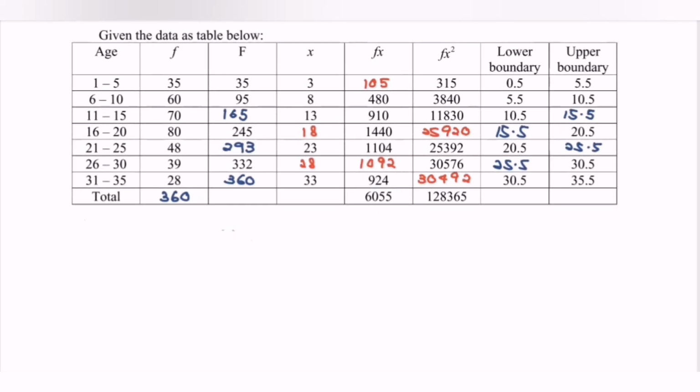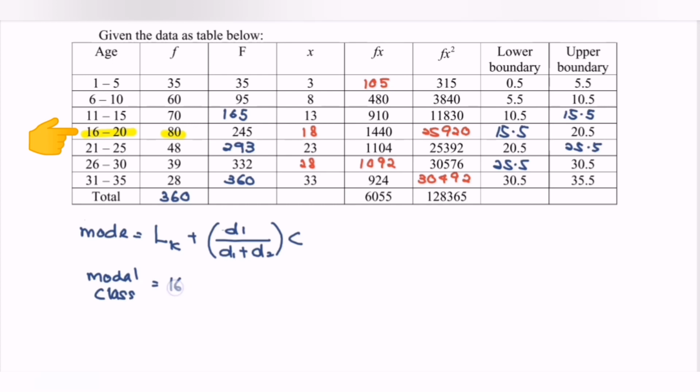Next, what we have to do is to find the mode. Given the formula, the mode is equal to the lower boundary of the class plus the bracket D1 over D1 plus D2, multiplied by the class size. So kindly go through the steps. How to find the mode? Number one, identify the modal class by referring to the frequency. Observe the frequency column, and we notice that the highest frequency is 80. So that means 16 to 20 is the modal class.